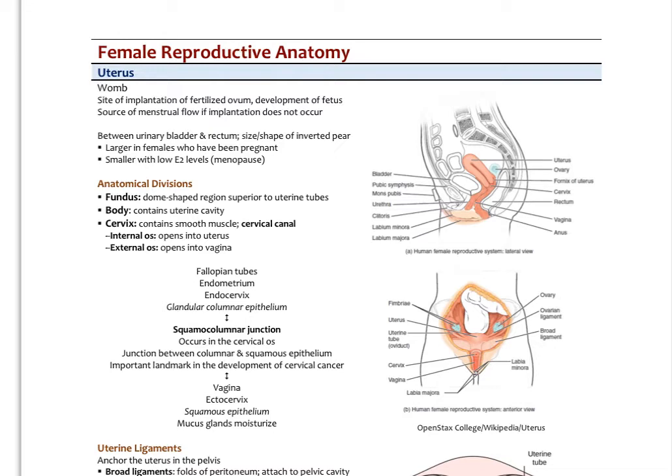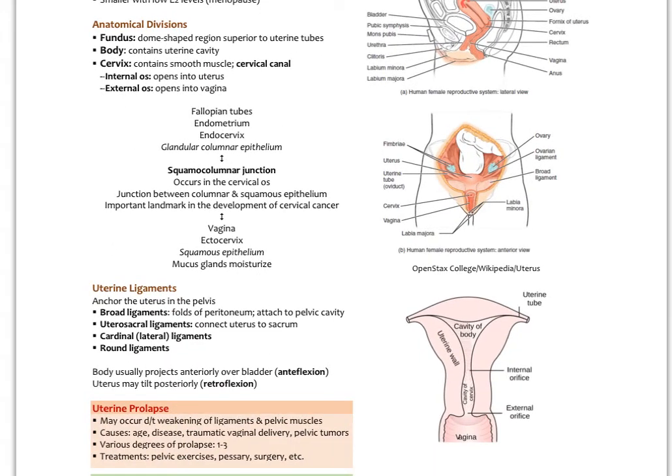The different anatomical divisions are the upper part of the uterus, which is called the fundus. And this is sort of dome shaped. I think it's best seen in this picture here. This is the fundus here. So there's the fundus, and that's actually superior to where the uterine or fallopian tubes enter here. And then there's the body, which contains the bulk of the uterus. And then the cervix, which is this end down here, where it goes into the vagina. So the cervix itself contains smooth muscle, there's a cervical canal, and there's a little opening into the uterus, that's called the internal os, and then there's an opening into the vagina, that's the external os.